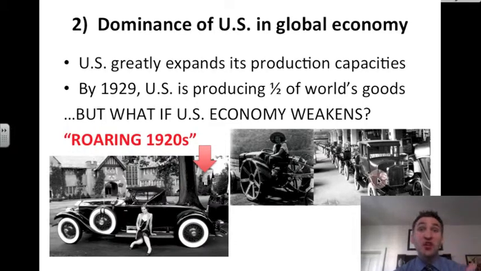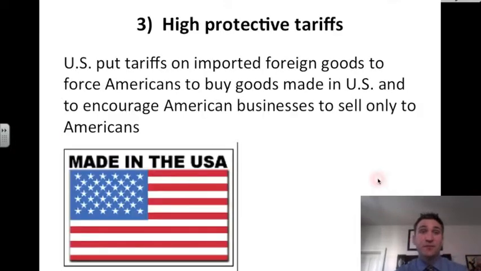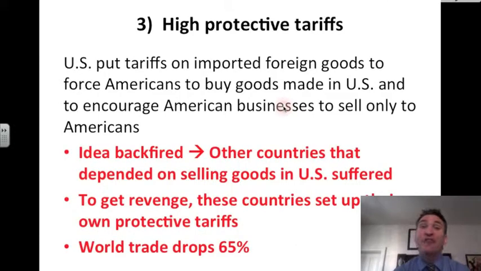Overall, the U.S. economy was good, but that would not last. Number three, high protective tariffs. Tariff meaning tax. The U.S. decided to put tariffs on imported foreign goods to force Americans to buy goods made in the United States and to encourage American businesses to sell only to Americans. This idea backfired, and other countries that depended on selling goods in the U.S. suffered. To get revenge, these suffering countries set up their own protective tariffs, and as a result, world trade drops a whopping 65%. Uh-oh.